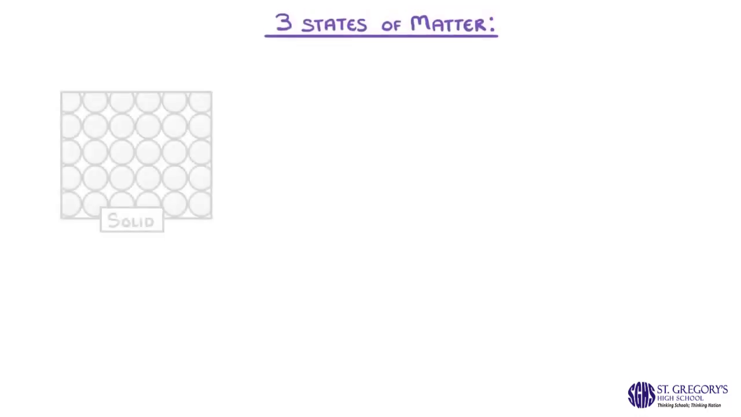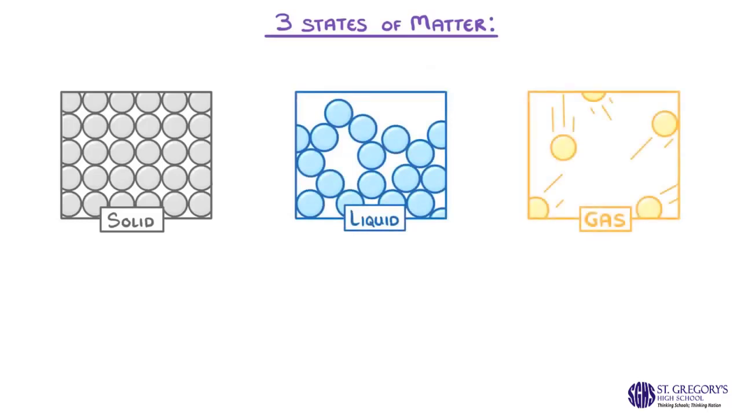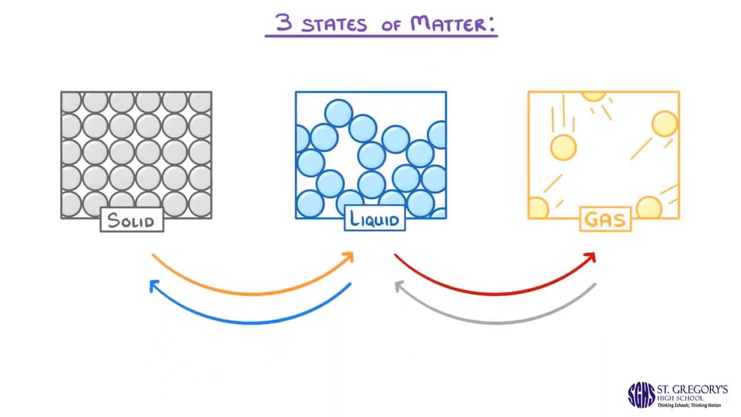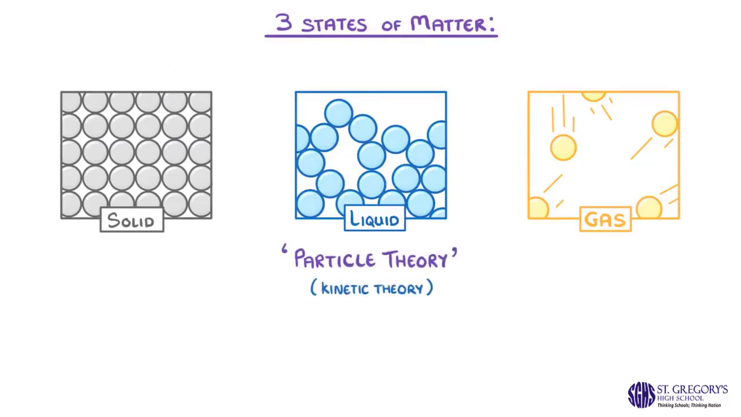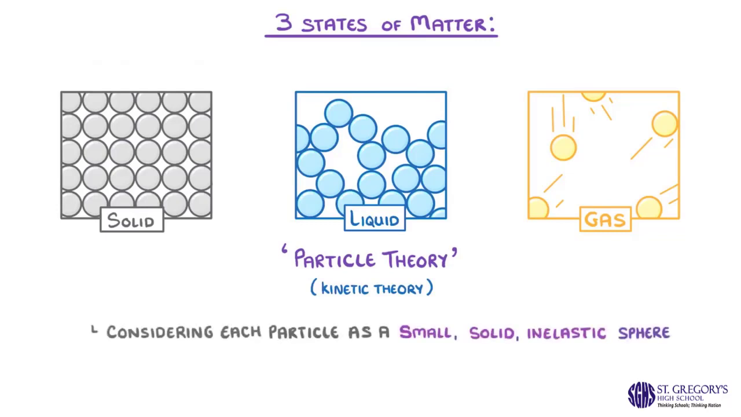In this video, we're going to look at the three states of matter: solid, liquid, and gas, and see how substances can change from one state to another. To do this, we're going to use a model called particle theory, or sometimes kinetic theory, which helps us explain how the particles in each state behave, by considering each of the particles as a small, solid, inelastic sphere.